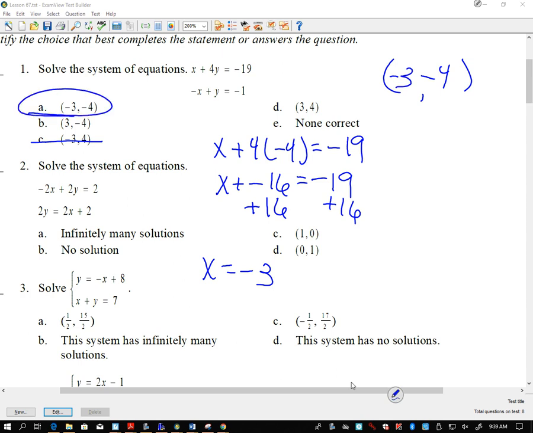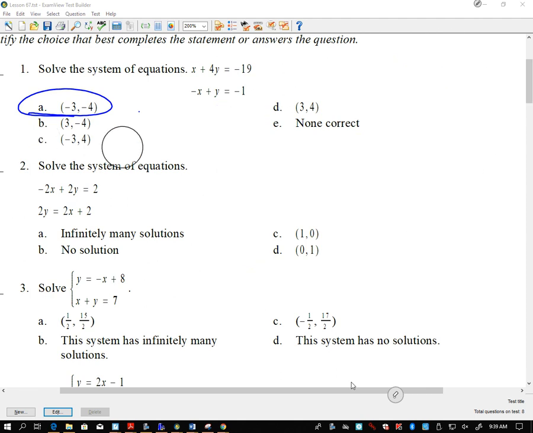And if I plugged both of those in, we would have negative 3 plus 4 times negative 4 should equal negative 19. And here, this would be negative 3 plus negative 4. Does that equal negative 1? Well, what happens with the double negatives? So I'm getting 3 plus negative 4. Is 3 plus negative 4 equal to negative 1? Yeah. So negative 3, negative 4 is a solution to both equations. Is there an infinite number of solutions here? No. So what kind of system is this? It's consistent and independent.